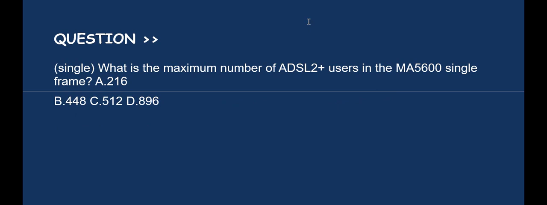Next one. What is the maximum number of ADSL 2 plus users in the MA5600 single frame? The options are option A, 216, option B, 448, option C, 512, option D, 896. The correct answer is option D.